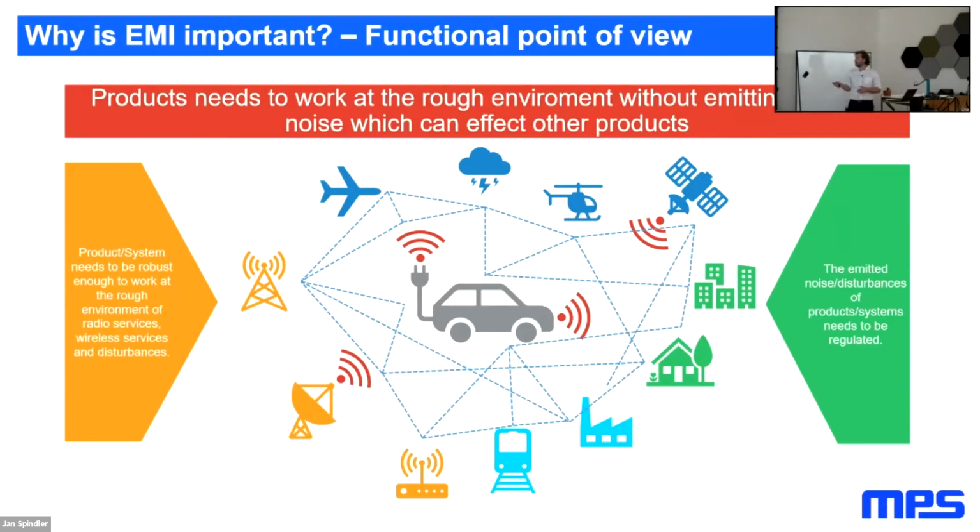And the other thing is, to regulate this, we need to improve our products so that not everybody can make what they want. So we are always in a discussion: our product needs to be robust, but our product also needs to be regulated in terms of emissions, because otherwise the whole system doesn't work.